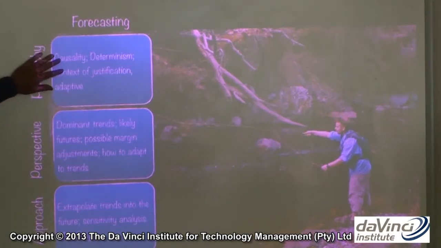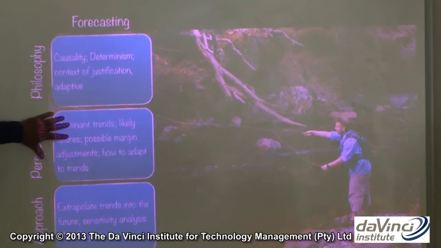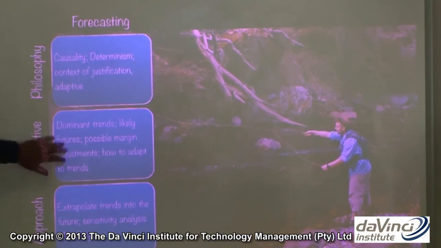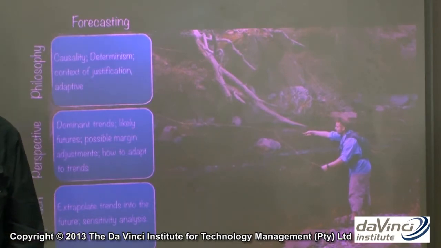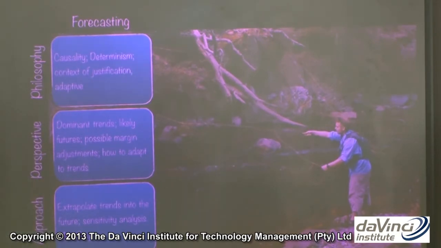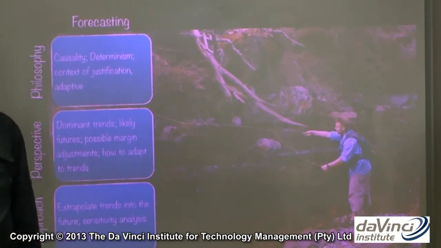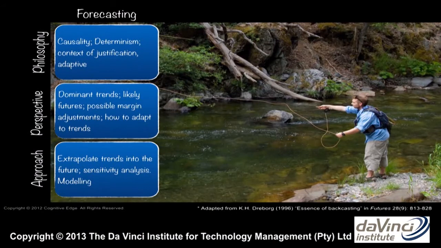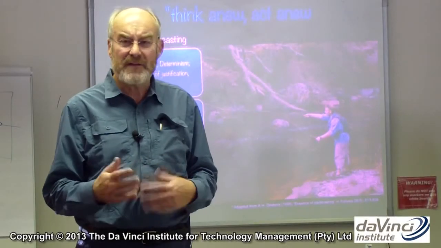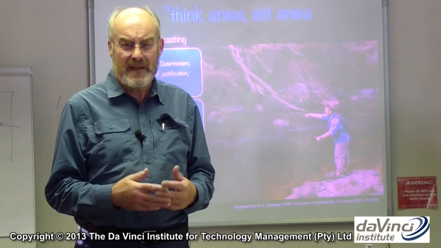Because justification is there. The perspective it takes is, what are the dominant trends? Likely futures, margin adjustments, how to adapt to trends. It's all about projecting from the present. And if you look at the tools, you've got trend analysis, sensitivity analysis, modeling. You get things like the Delphi technique used across large populations. All of these are about trying to get diversity, but you're trying to forecast a future state so you can plan for it. Now, as you probably gathered by now, that's okay for order, but it's a problem where you get onto complexity.